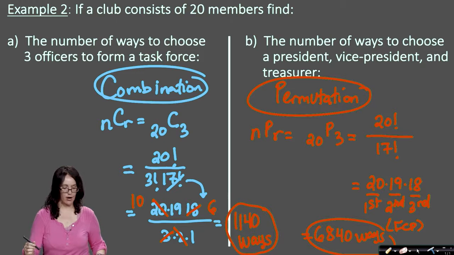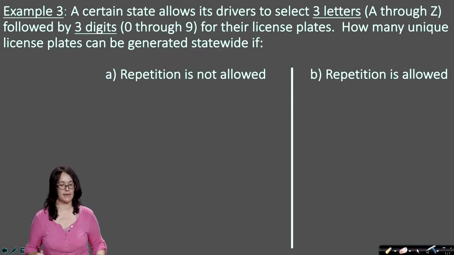Okay, we're going to head off to our next example and see if we can continue figuring out which is which. Example 3. It says a certain state allows for its drivers to select 3 letters from the English alphabet, A through Z. By the way, that's 26 letters, so that's what we're choosing from, a pile of 26 letters, followed by 3 digits, 0 through 9. Careful there, if you start with 0 and you end at 9 inclusively, that's really 10 numbers.